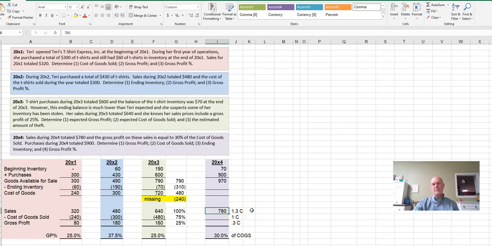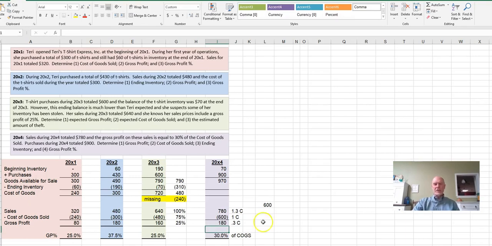So if I gave you an algebra problem and it said 780 equals 1.3 C, could you solve for C? Sure you could. So you would take 780 divided by 1.3, and that would be C. I'll do it right here. 780 divided by 1.3 is 600. That means that our cost of goods sold is 600. I'm going to subtract that, and getting down to our gross profit of 180.